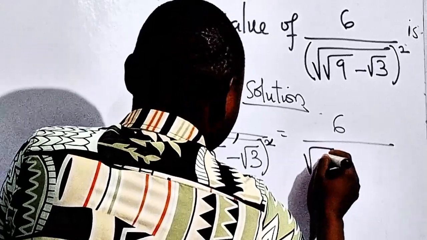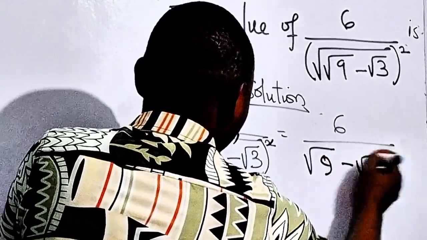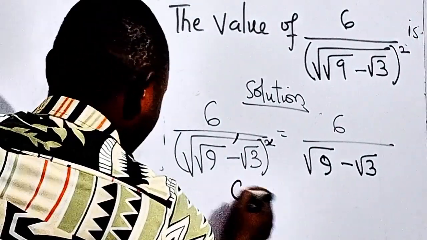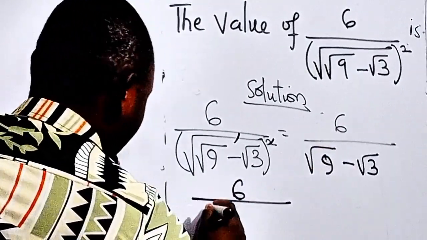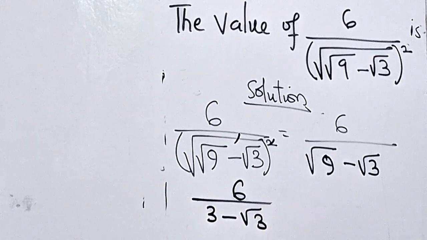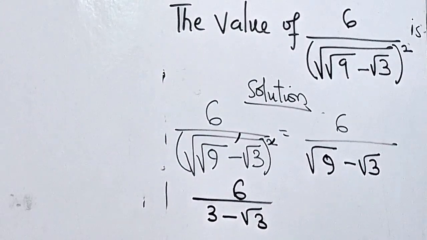We are left with root 9 minus root 3. Is that clear? So this will give me, now the square root of 9 is 3, minus root 3. Is that clear? All right, we can't leave our answer like this. We have to rationalize.